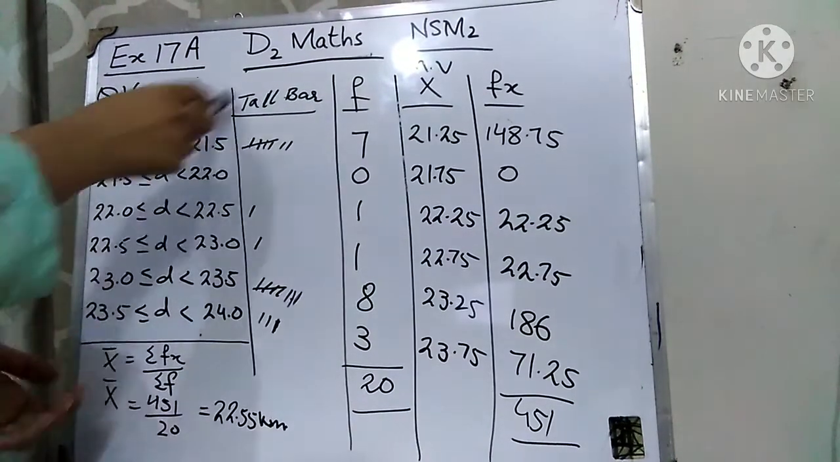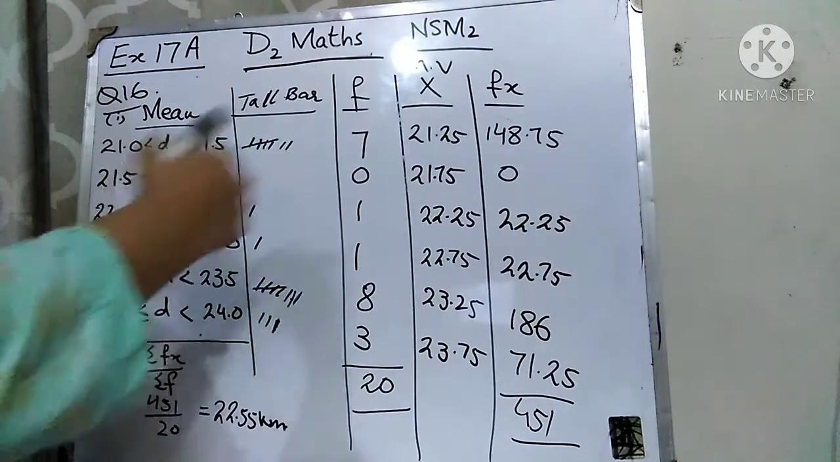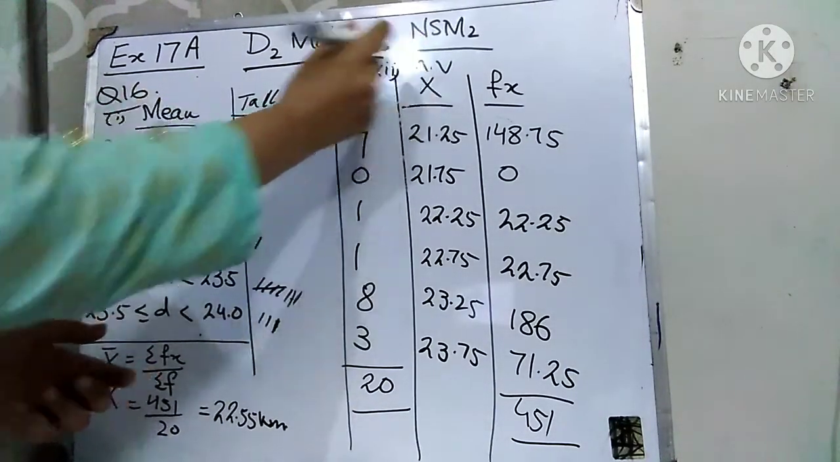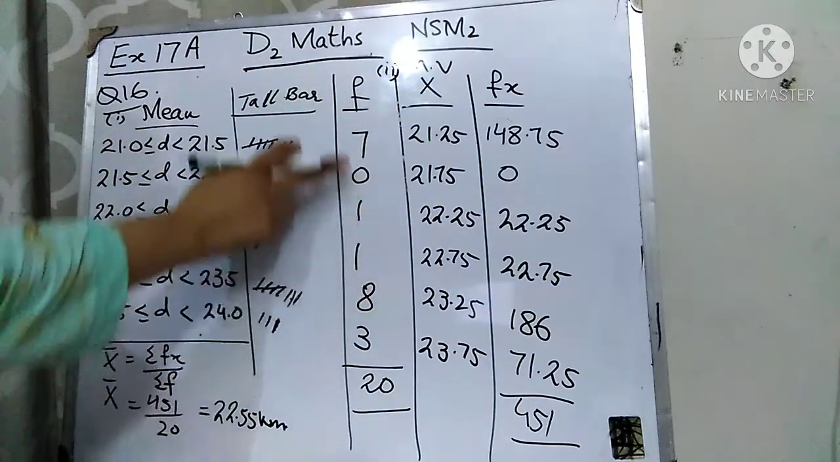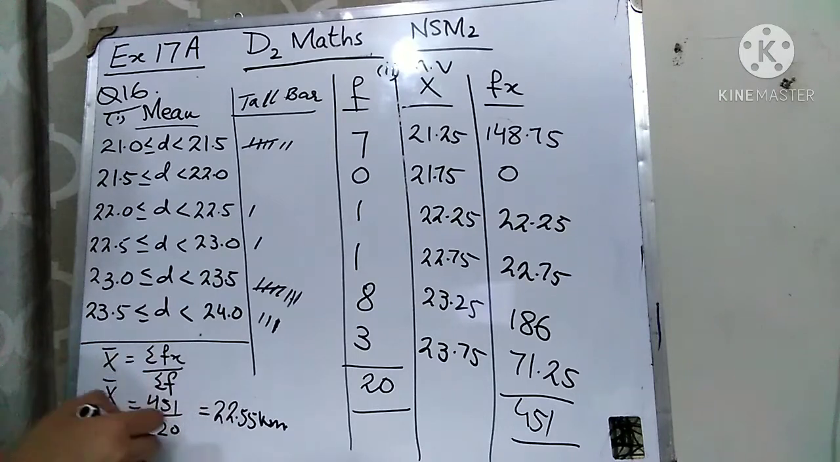Okay students, this was part 1 where we found the frequencies, and this is part 2 where we found the mean. I hope that this question is clear to you. Alright, now let's come to question number 17.